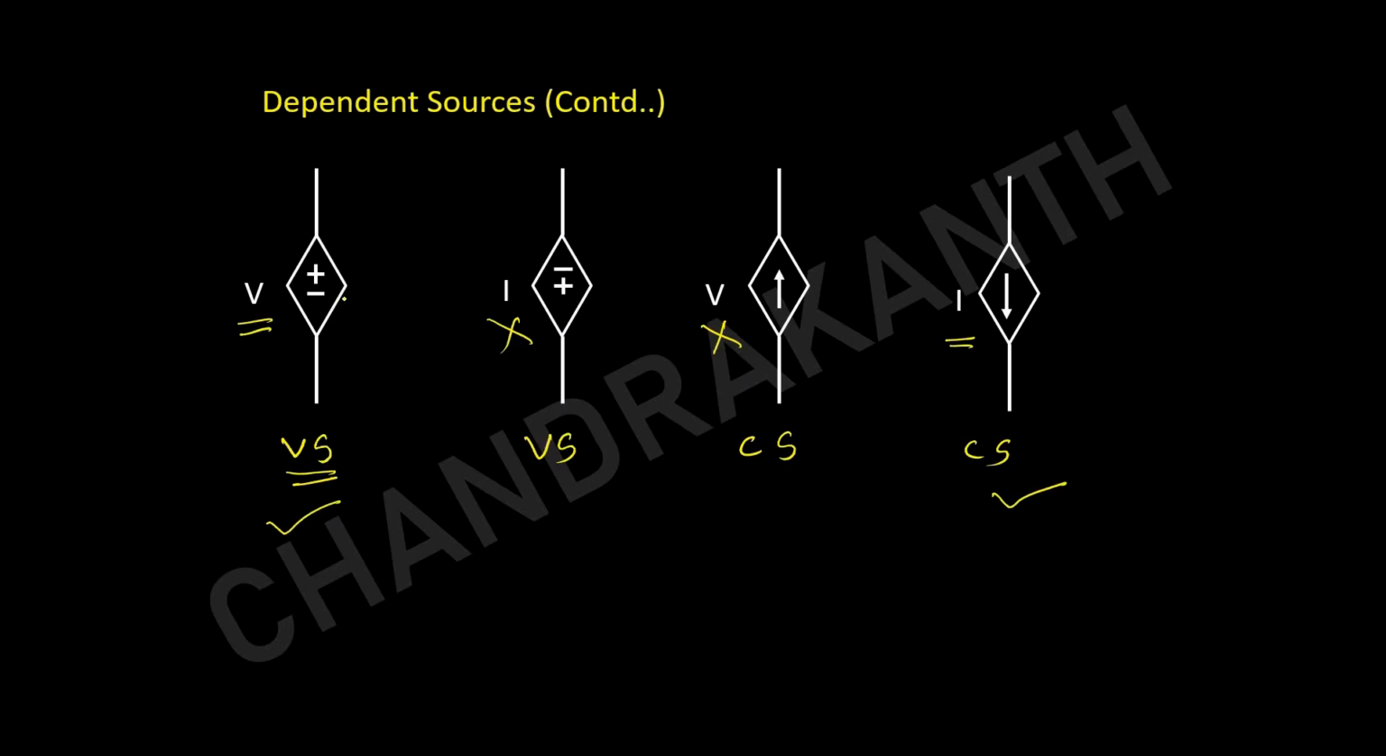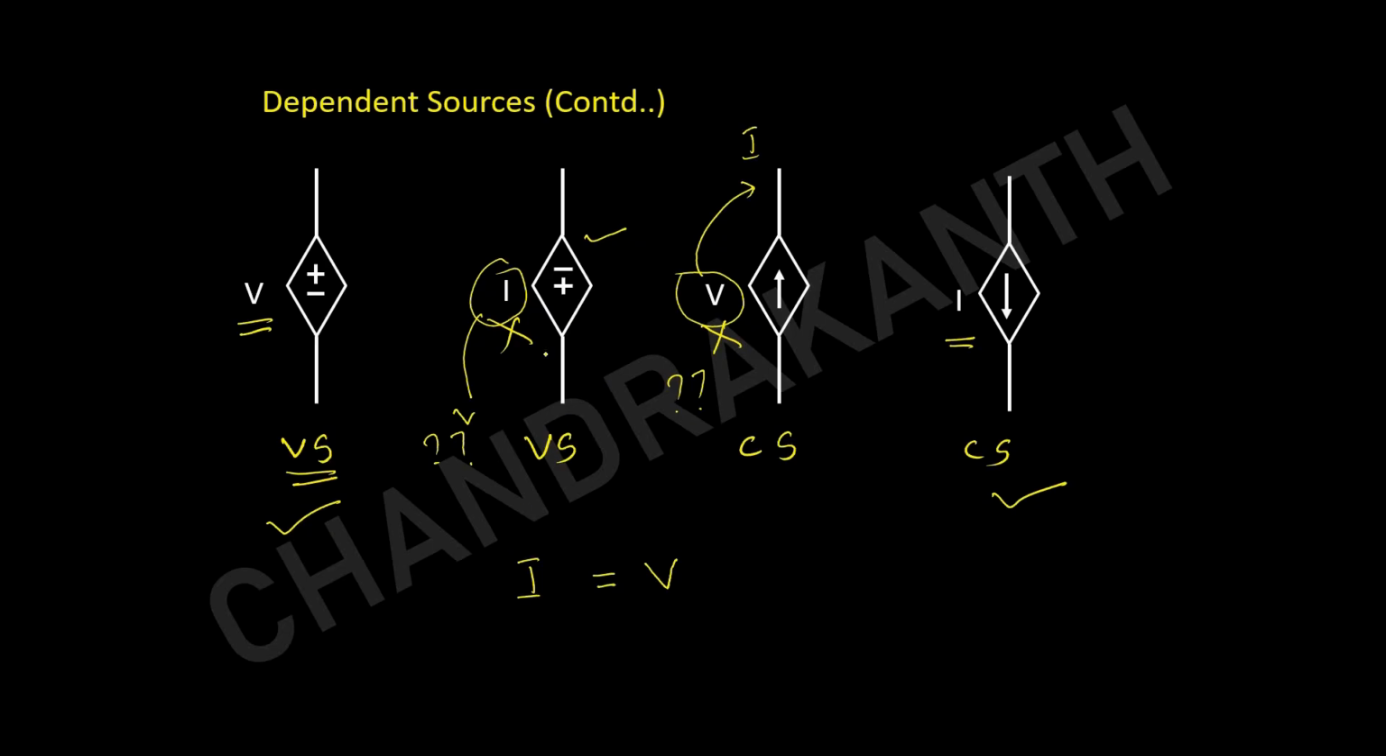So for a voltage source, its value is in volts. For a current source, its value is in current. But here these two are mismatching. This is a voltage source but we have given a current representation. This is a current source but we have given a voltage representation. Then what do we have to do? It should be in terms of current, but that should be equal to a voltage. That's what we are supposed to do.